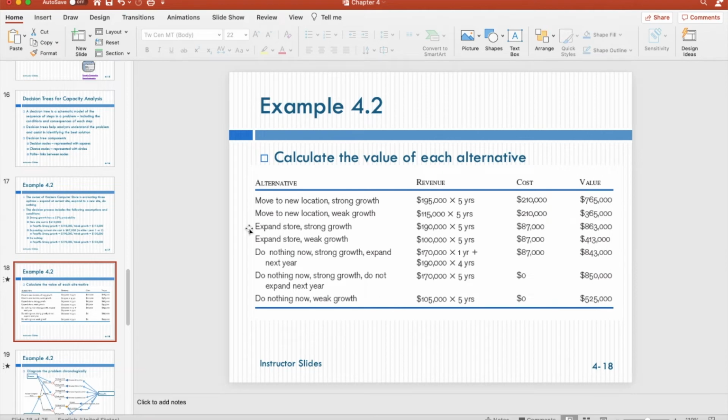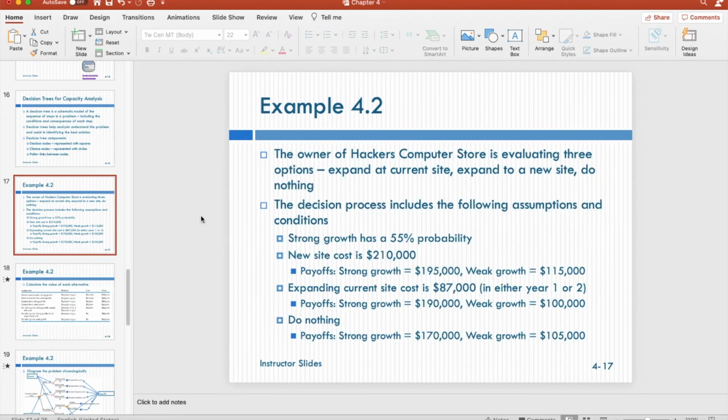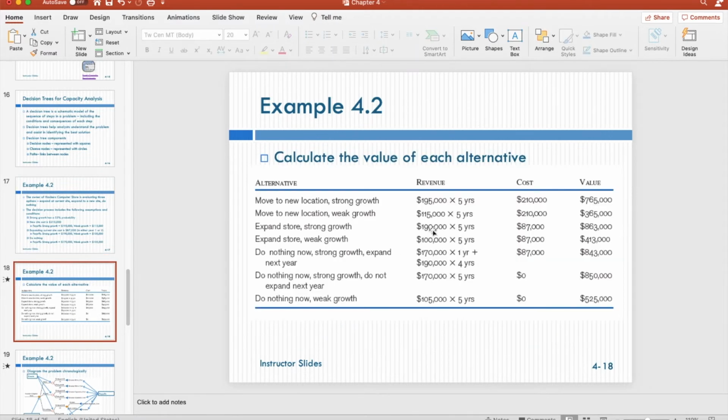Now let's look at the second option, the second alternative: expanding on the current store. If you expand on the current store and you meet the strong growth, what is the corresponding revenue? Very simple. The payoff is 190,000 per year, so 190,000 times 5. That's it. What is the corresponding cost?